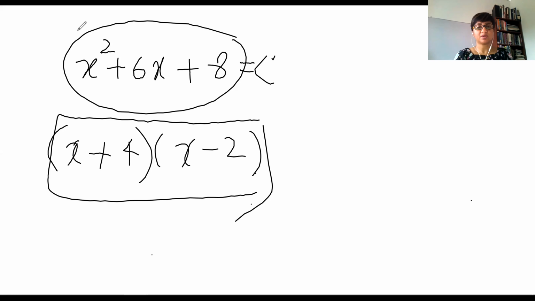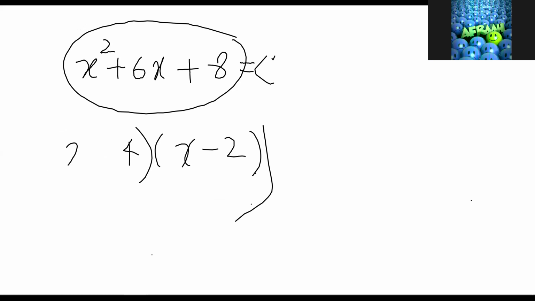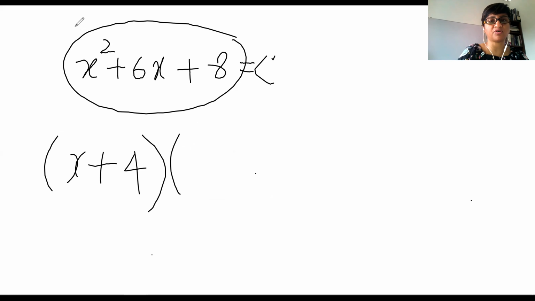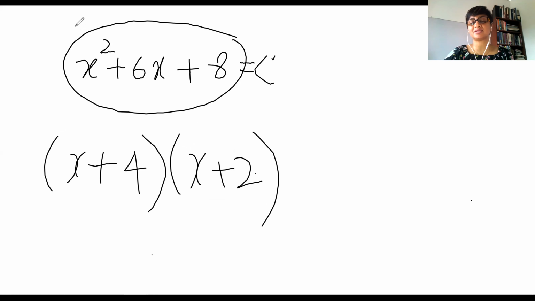Here's another question. Miss, shouldn't it be x plus 2? Yeah, it's x plus 2. That's a mistake. But you got the concept, right? Once you write it in the factorized form, it's x plus 4 and x plus 2. Once you have written the expression in factorized form, you can immediately say that for these values of x, the value of the expression would be 0.